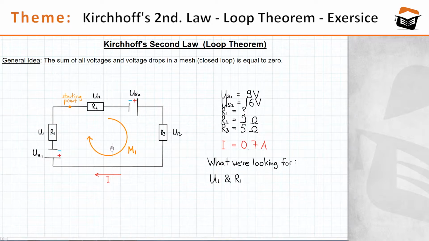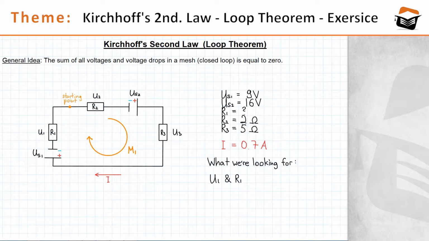So we're given these values and we're looking for U1, the voltage drop across the resistor R1, as well as the resistance value of R1 itself. And to find out these values, we need to set up the equation for Kirchhoff's Second Law and to solve that equation for the values that we're looking for.